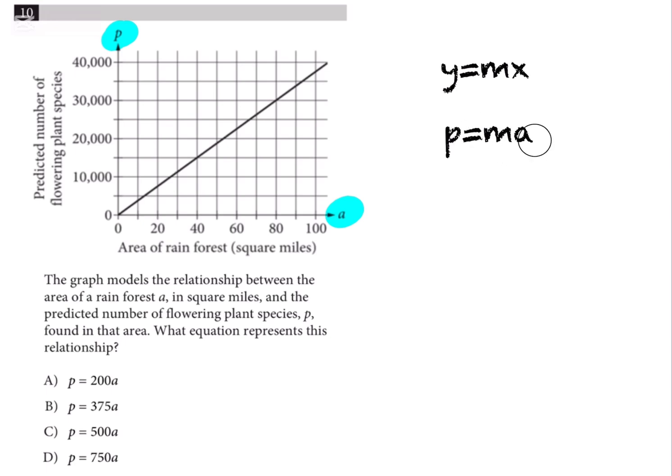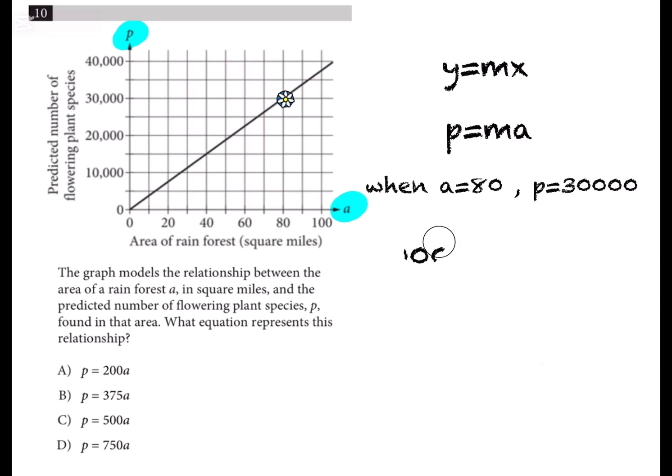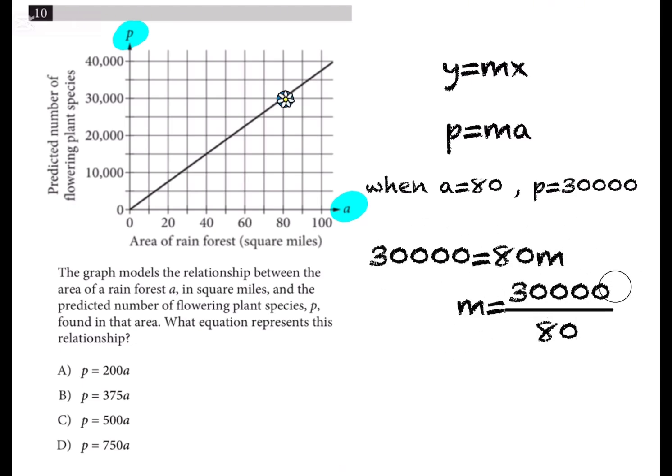We can see that the relationship is linear, which means the equation will have the form P equals m times A, where m is the constant of proportionality or slope. To find m, we'll use a point from the graph. Let's take the point 80, 30,000. This means that when the rainforest area is 80 square miles, the number of flowering plant species is 30,000. After identifying a point on the line, we can substitute its coordinates into the formula to easily calculate the slope, m, which comes out to be 375.